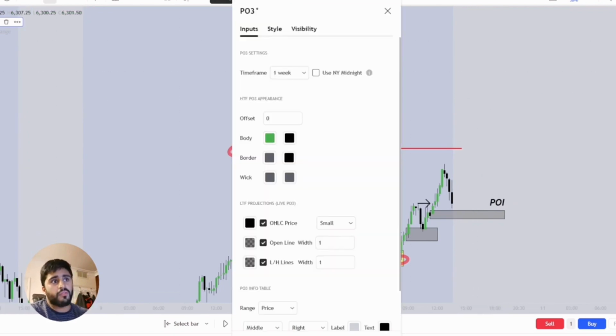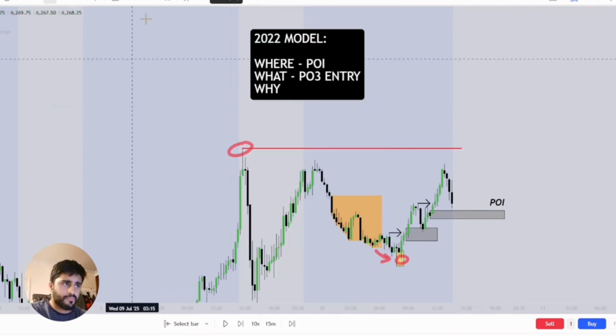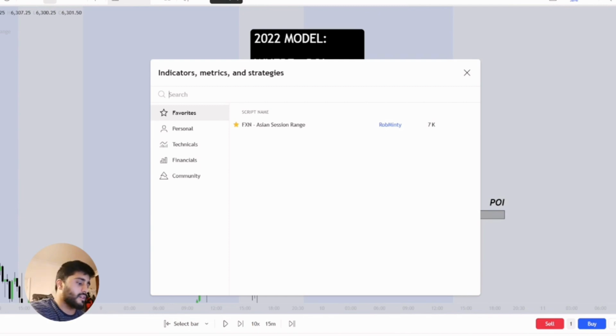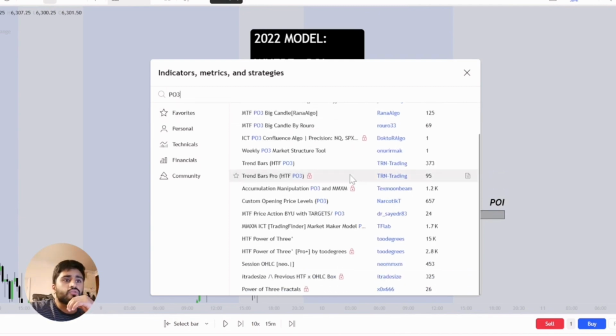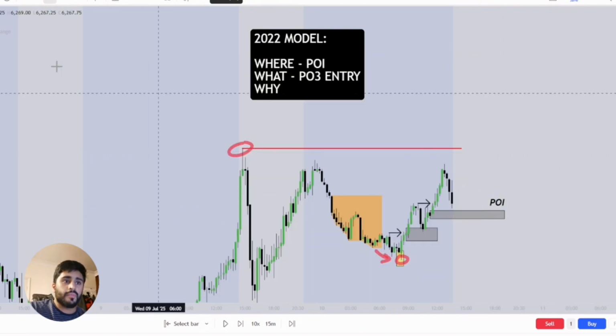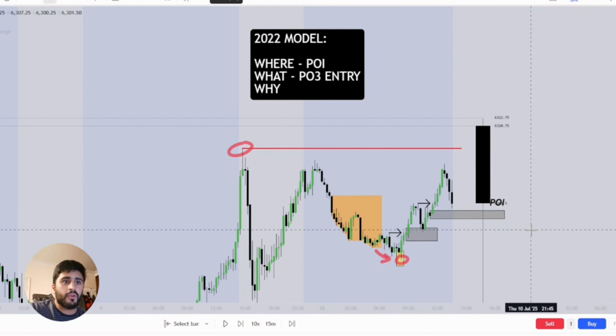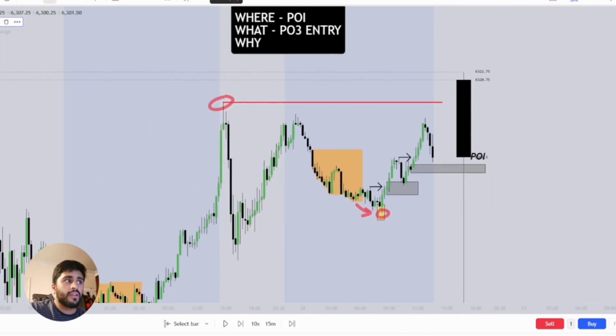So I use the power of 3 indicator by 2 degrees. If you go to the indicators and type in PO3 and scroll all the way down, higher time frame PO3 with the little degrees, it's free. Don't use the second one, use the first one, right? Higher time frame, power of 3 by 2 degrees. 2 degrees spelled TOO. So if I just kind of play price on, what's actually going on here?